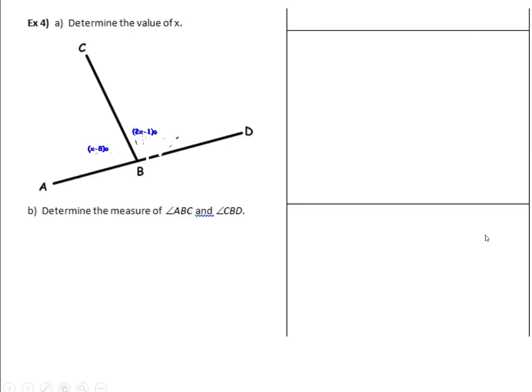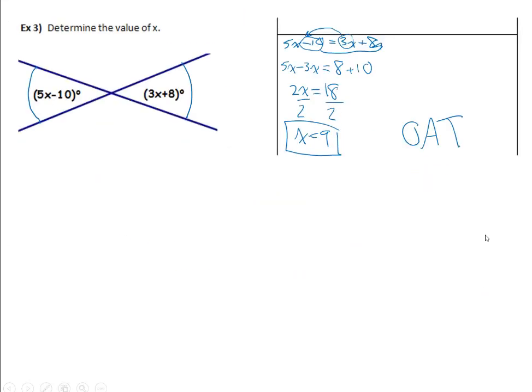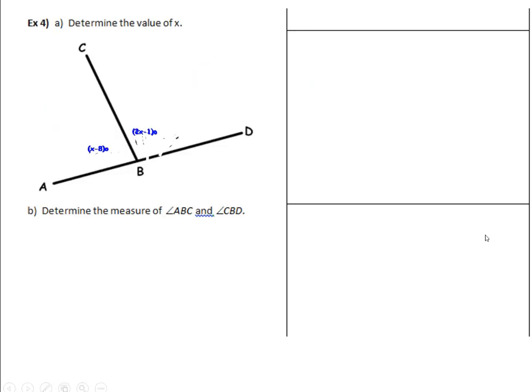Let's move on to our final example. It has 2 parts to it. First part, determine the value of x. Well, this is a straight line. It kind of looks like a T. If it's a straight line, then that means that we need to use one of the rules. Rule number 2, supplementary angle theorem. They're going to add together to give us 180. Okay, so I need to add x minus 8 plus 2x minus 1, and that should equal 180.